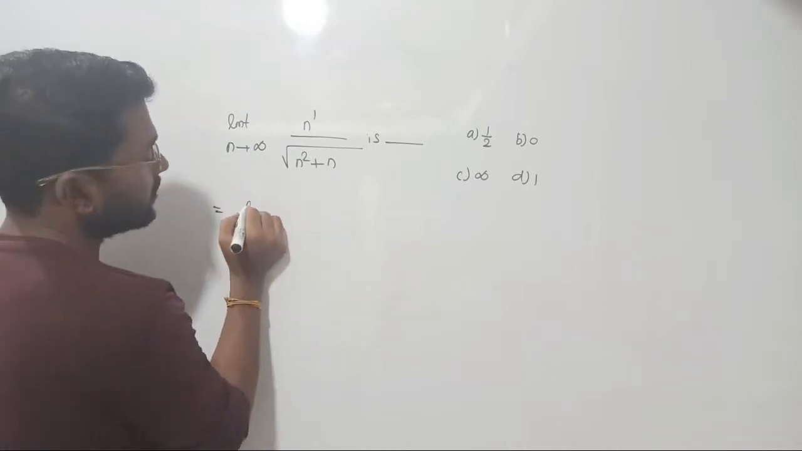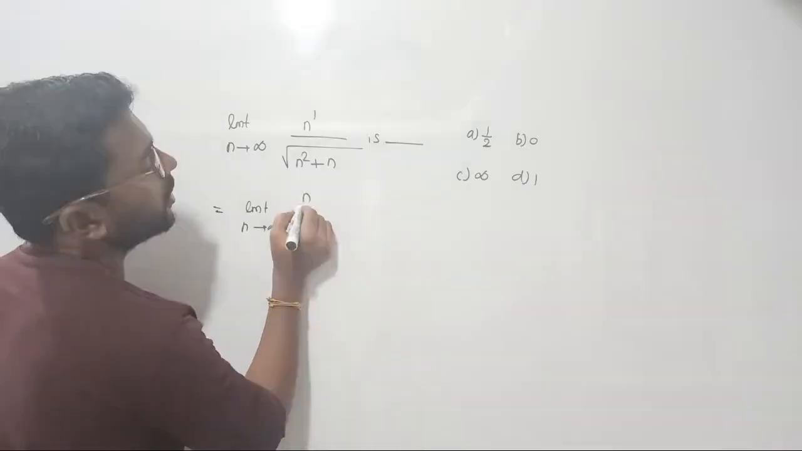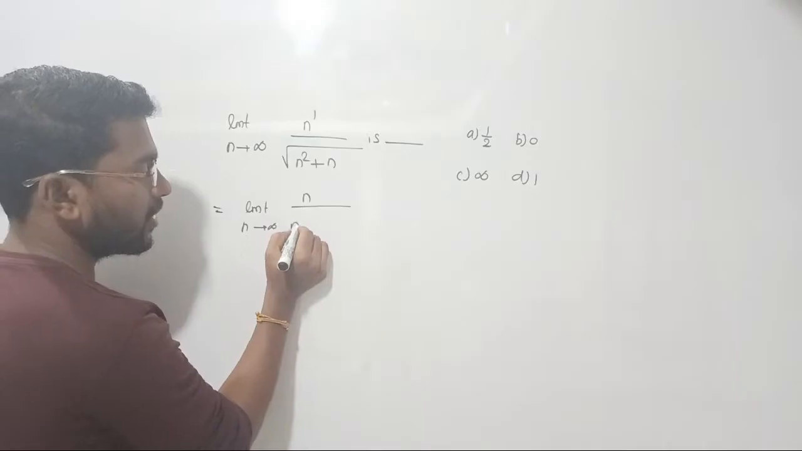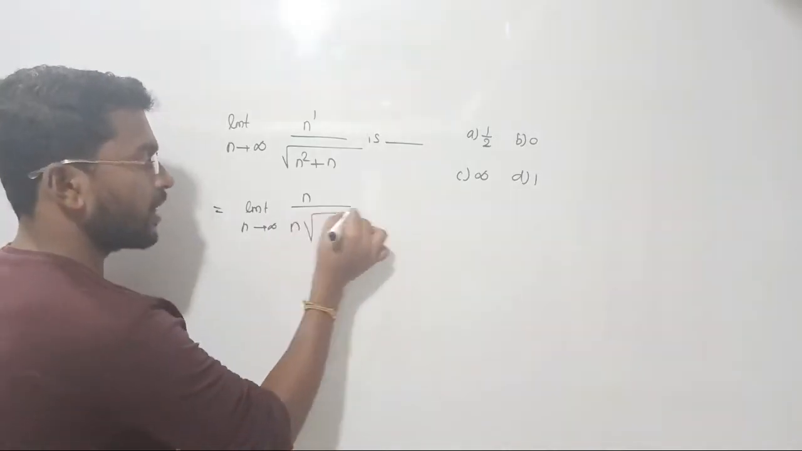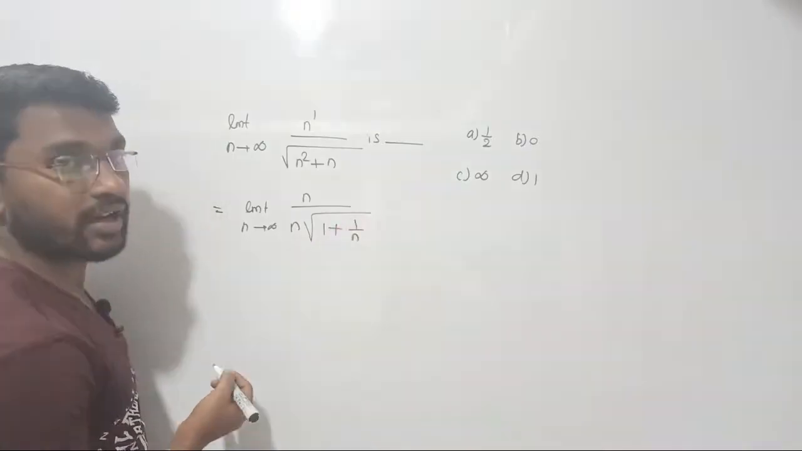For example, let us see the limit as n approaches infinity. Numerator n is okay. Take n square out of the denominator, it will become n, such that in the bracket it will become 1 plus 1 by n. Correct? Of course that is correct, right?